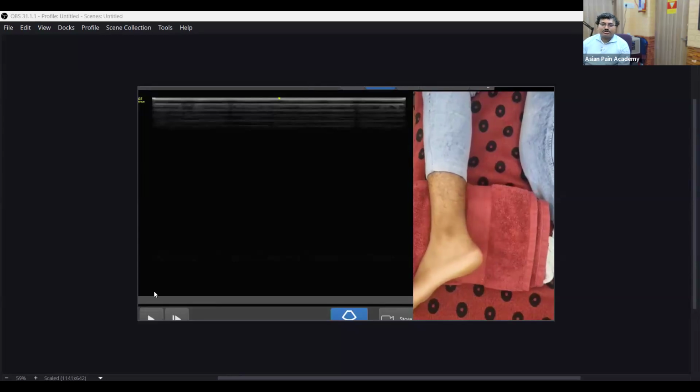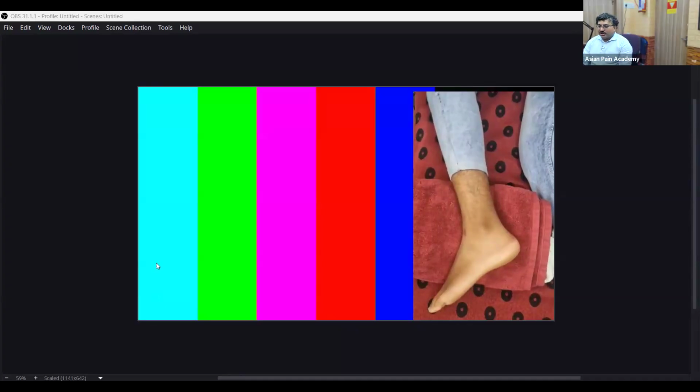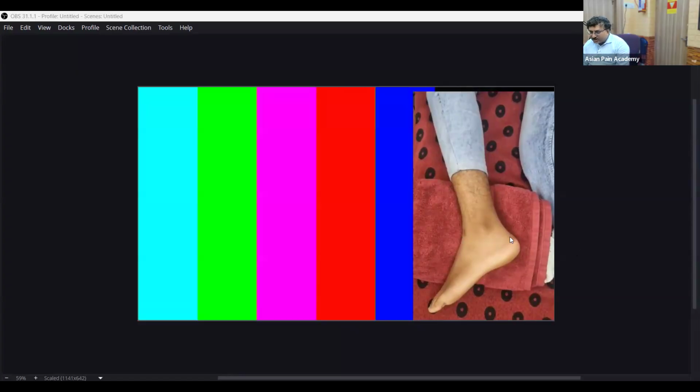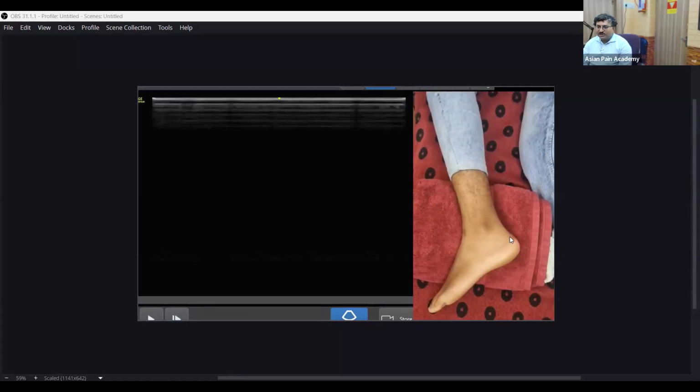We'll be going with the step-by-step approach for the ATFL. Remember, it is the ligament that is most commonly affected, so we need to know at least about this ligament in a very good way. Okay. Somehow it's not full screen. Are you able to see it full screen or not? No, no, no. Just 1 second.